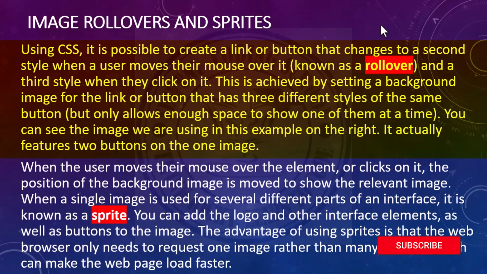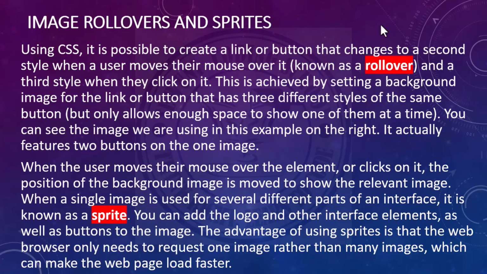Only one is shown at a time. So until the link or the button is clicked, the star is not changed. Okay, the first star will still be in force until an action occurs. You can see the image I'm going to show you in the example. It actually features 2 buttons on the image.